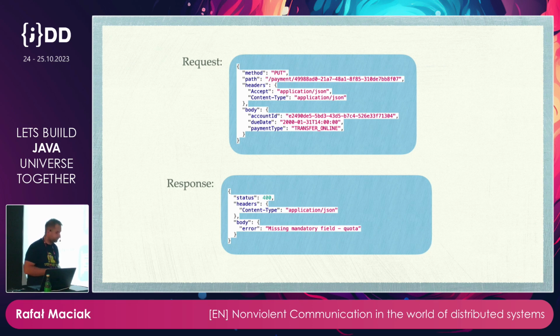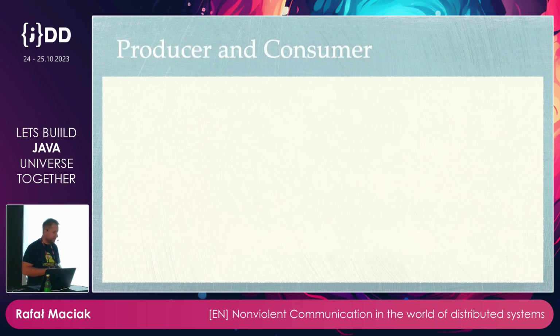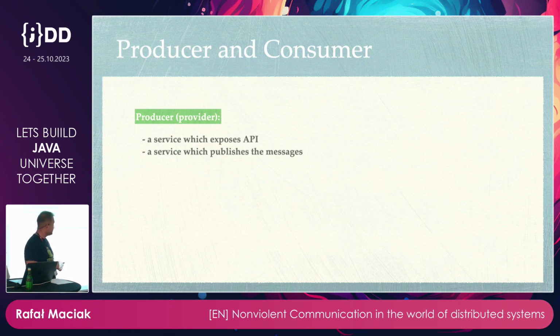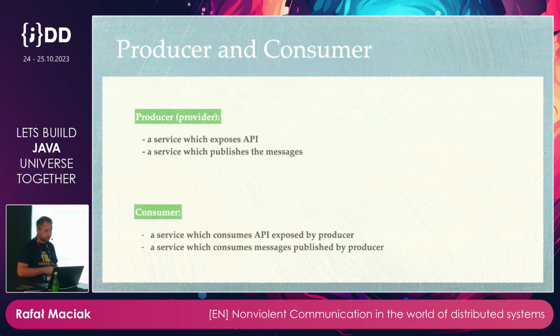actually does. Okay, and speaking about the terms related to contract testing, I must explain what producers and consumers are. So, producer, or sometimes we call it provider, is a service which exposes the API, or the service which publishes the messages. While the consumer is a service which consumes or uses the API exposed by the producer, or the service which consumes messages published by producer, in case of asynchronous communication.